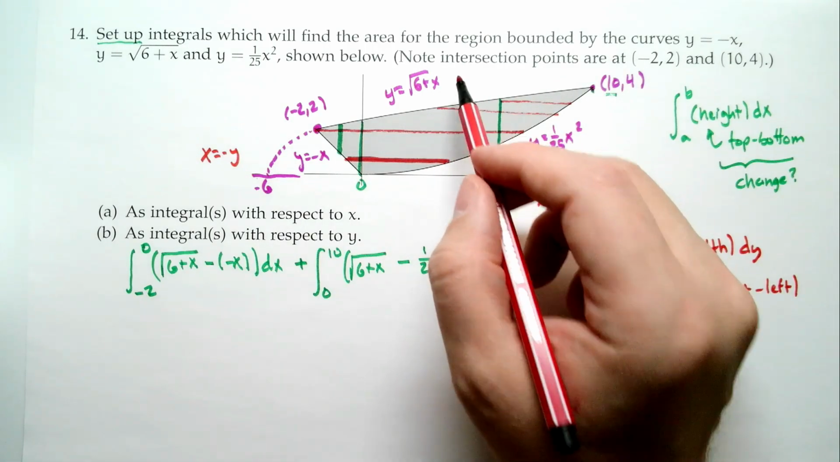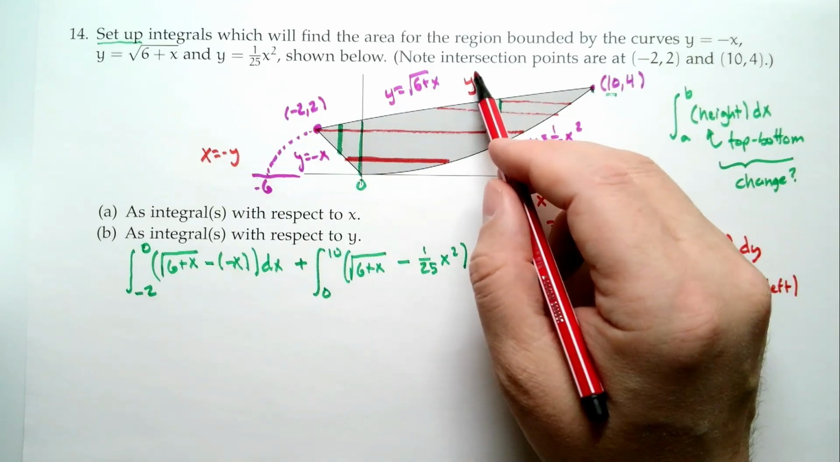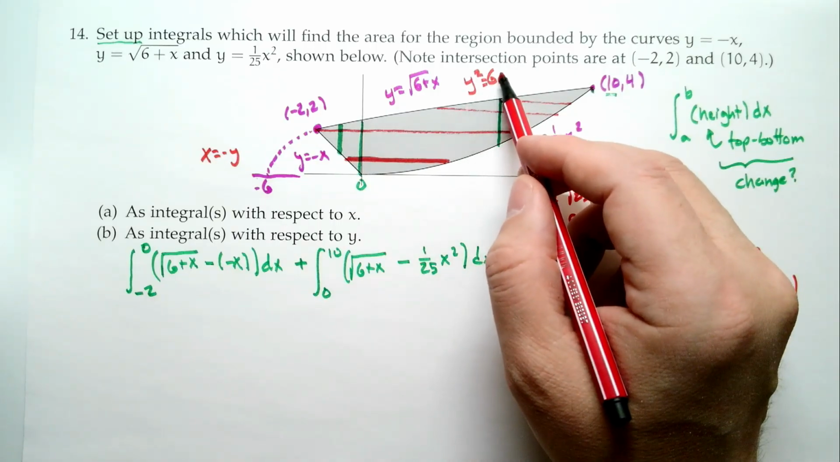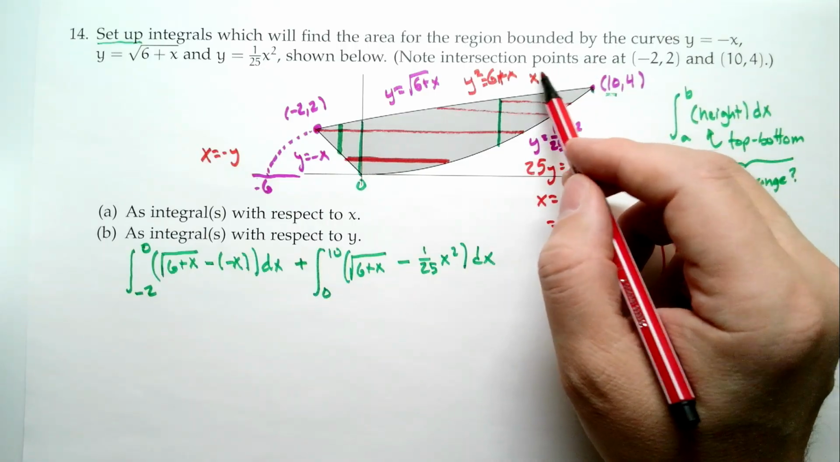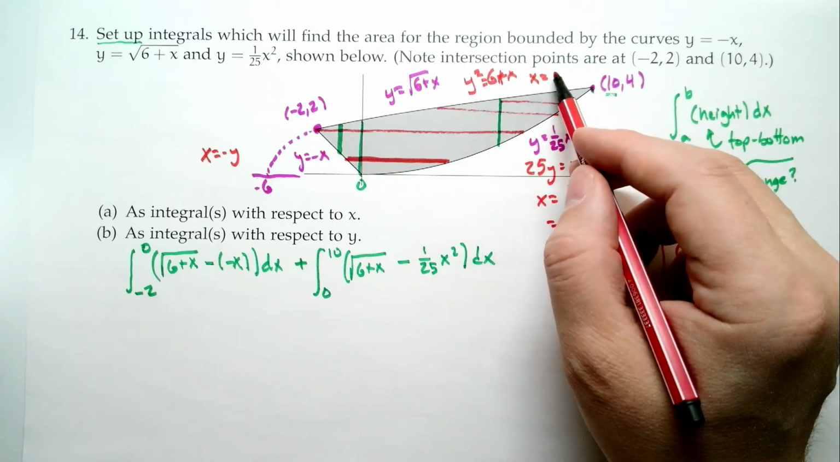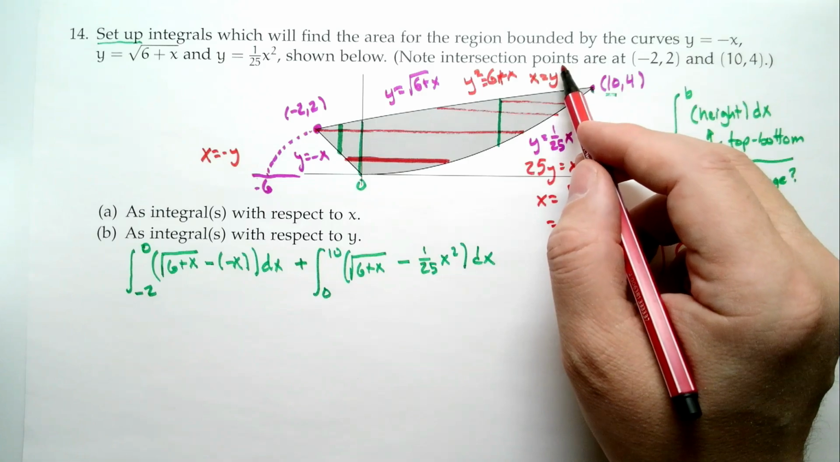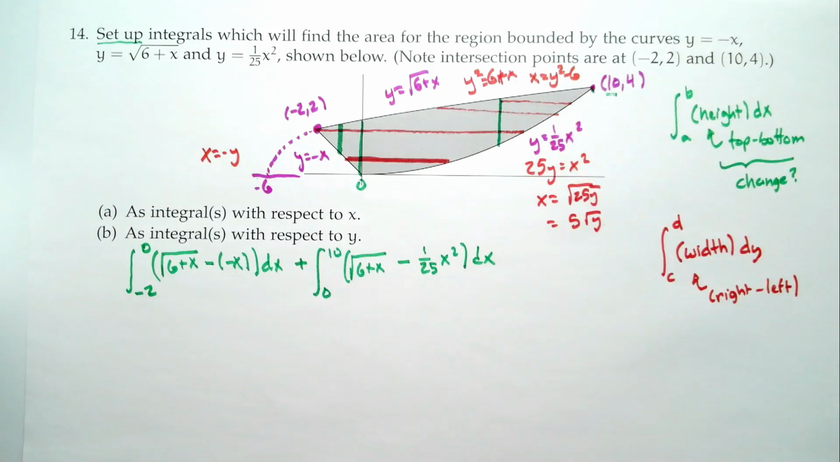For this last one, you square both sides. y squared equals 6 plus x. And then you can move the 6 across. So x equals y squared minus 6. I can say these words. Okay, so here we go.